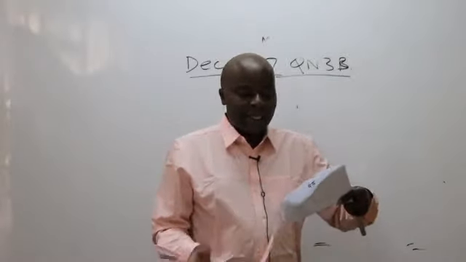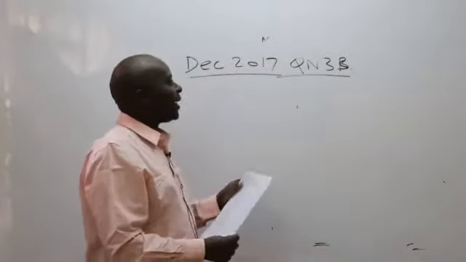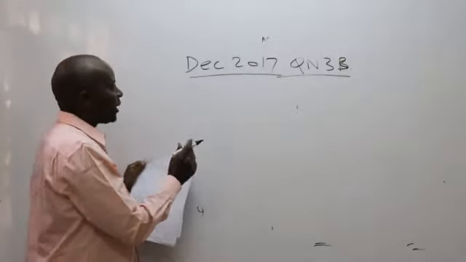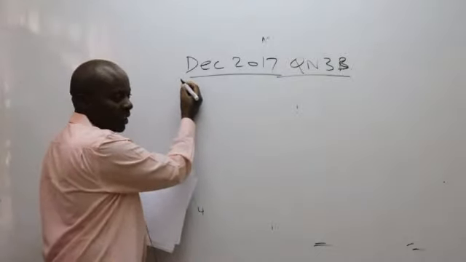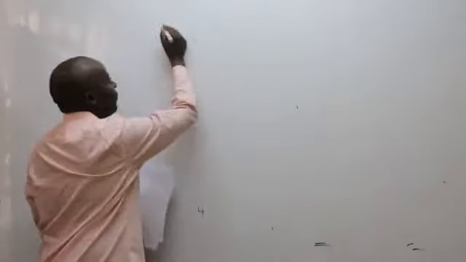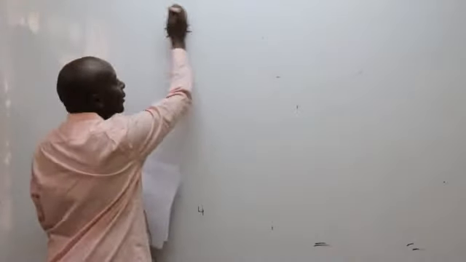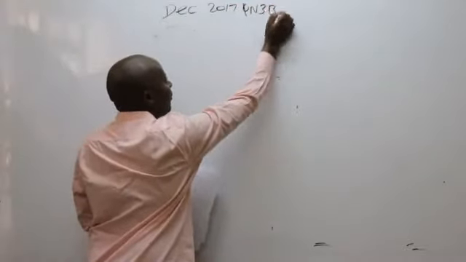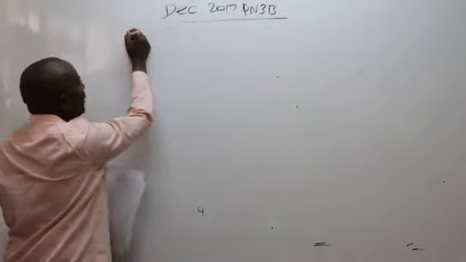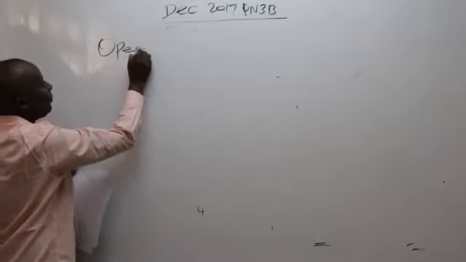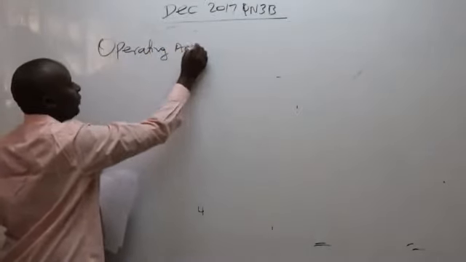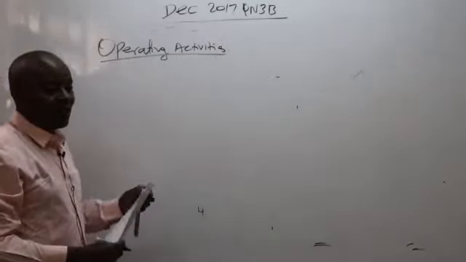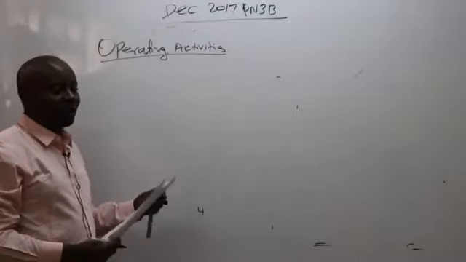Ladies and gentlemen, if it's a group cash flow statement, where do I start? Of course, I know I must start with operating activities. So we have here operating activities. Which other activities do we have in our group cash flow statement? Which other activity do we have, ladies and gentlemen?